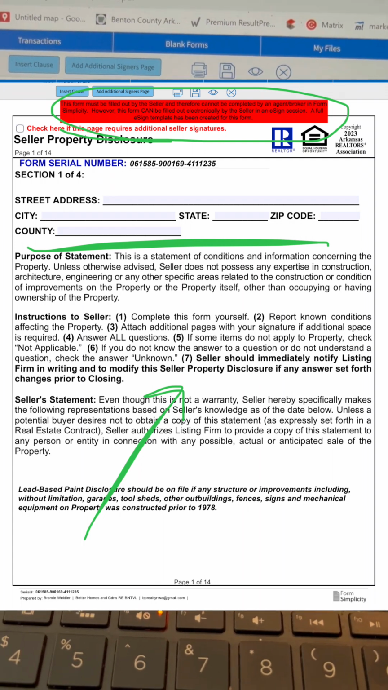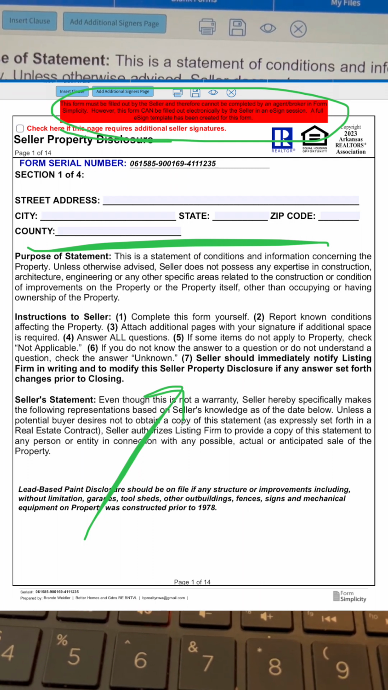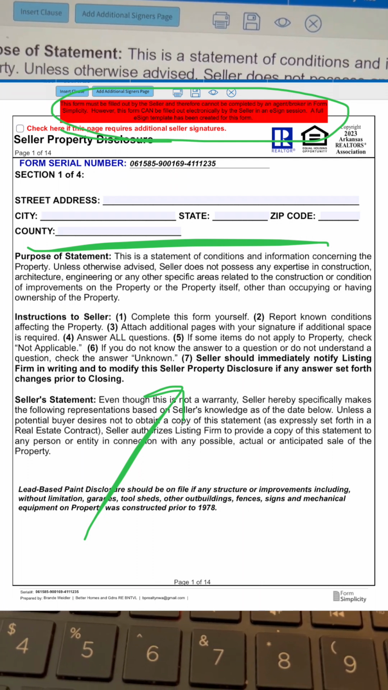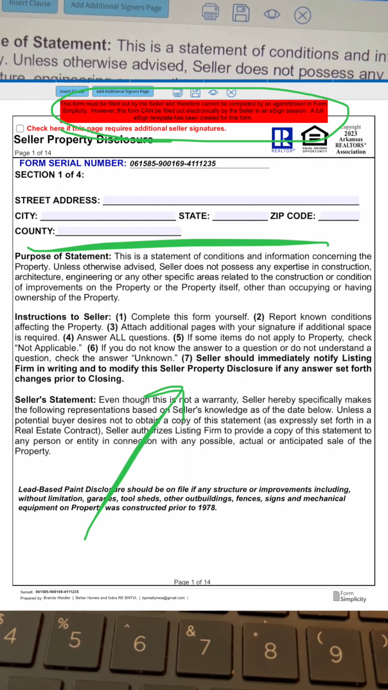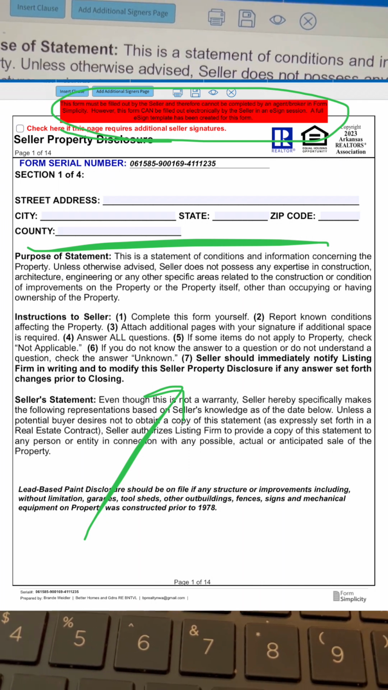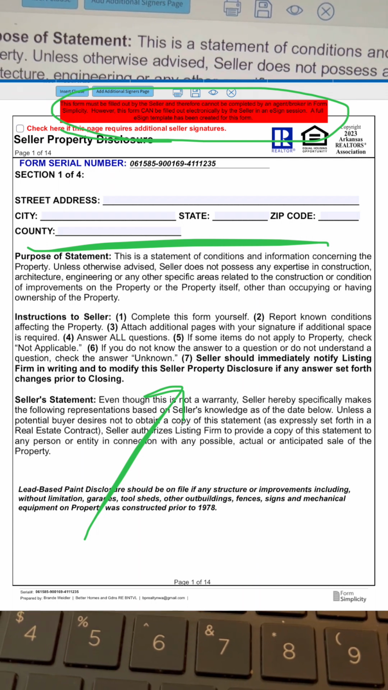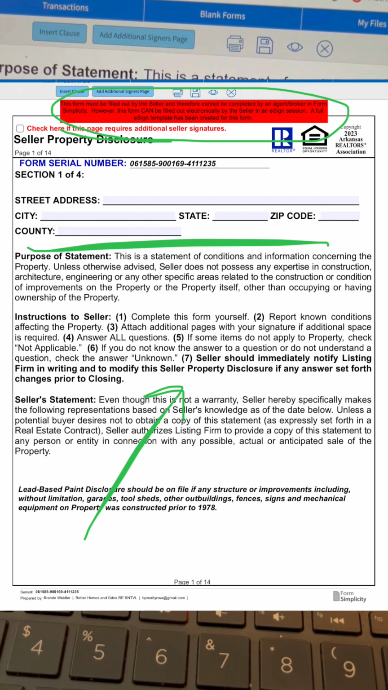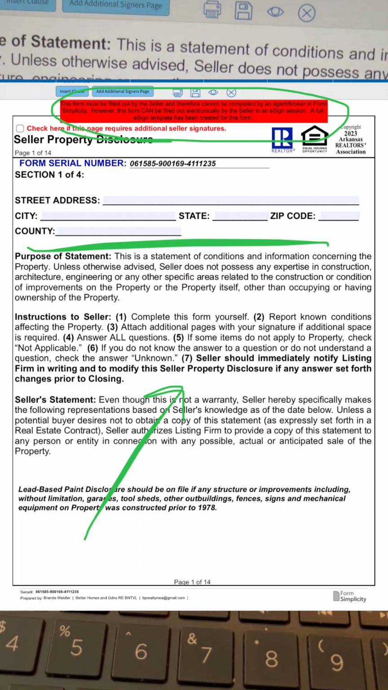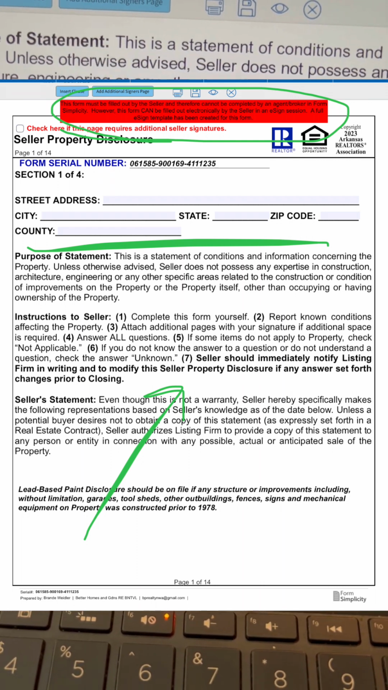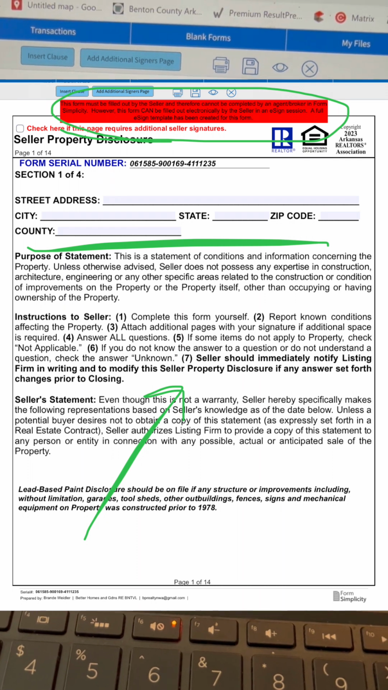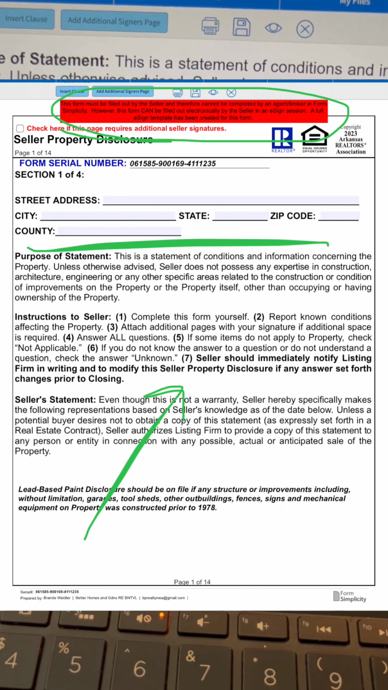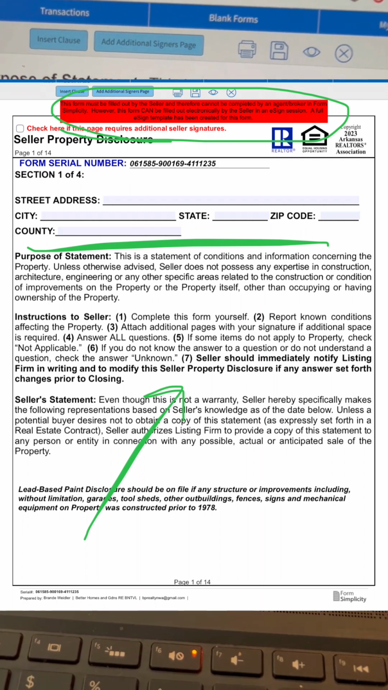Next on page 1, it talks about the purpose of this statement. And essentially, the purpose is to provide a potential buyer information that the seller knows about the property. Now, unless it is specified, it is understood that the seller is not an expert in construction and does not have any information available to provide to the buyer pertaining to the construction of the home.